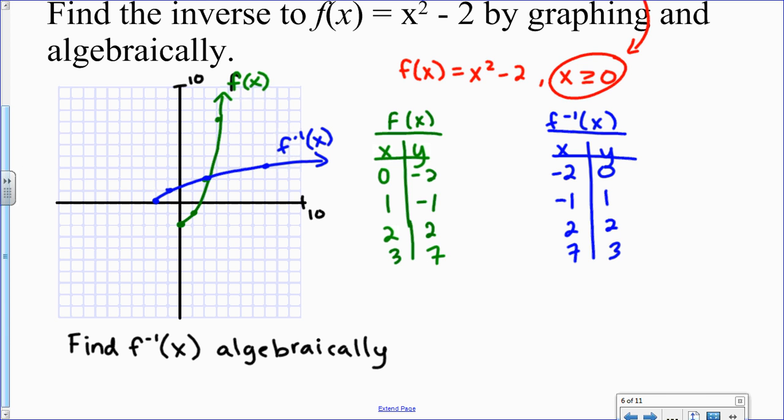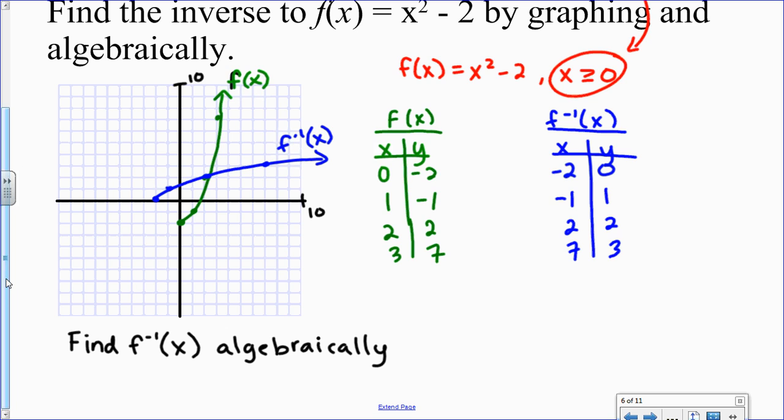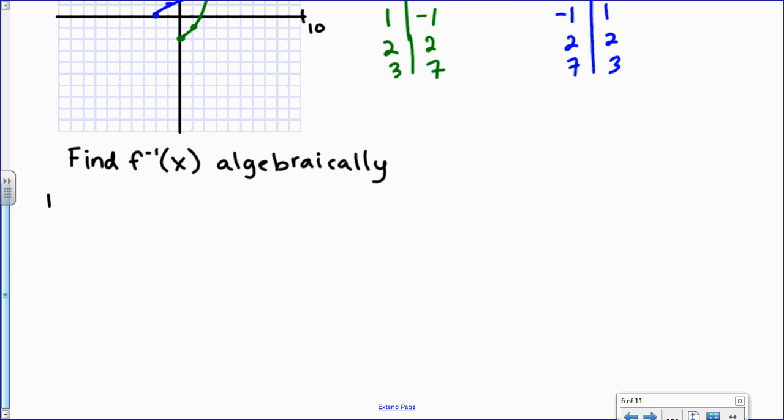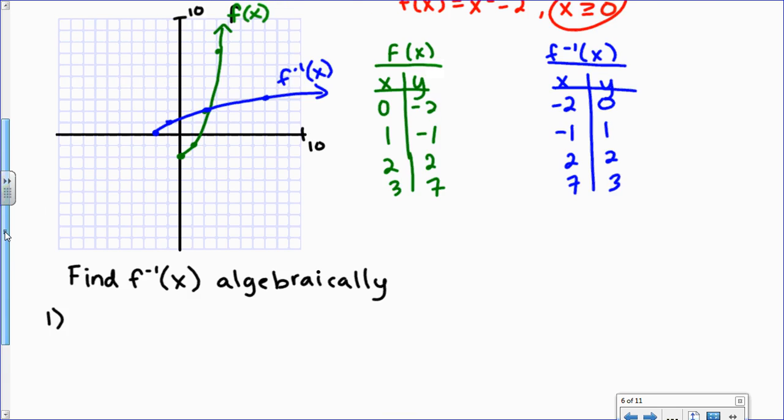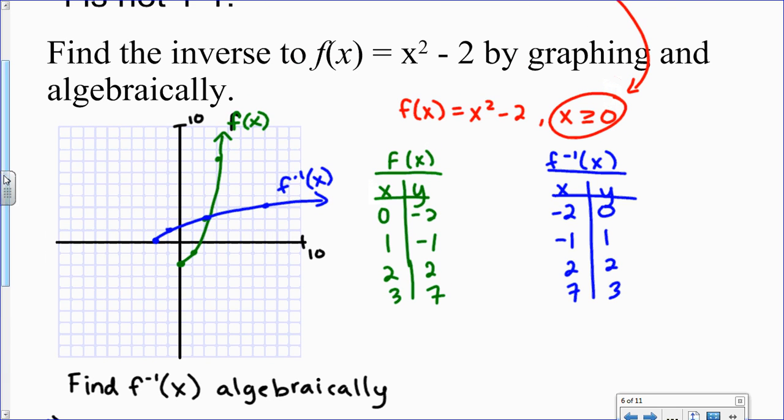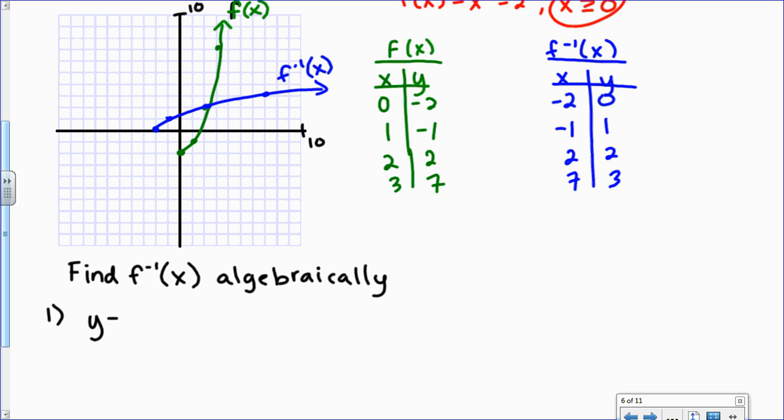So those are the 4 steps we talked about on Wednesday. So step 1, write y instead of f of x. So we will talk about this domain restriction here in just a minute, but for now we're just going to look at x squared minus 2. So y equals x squared minus 2. Switch x and y.